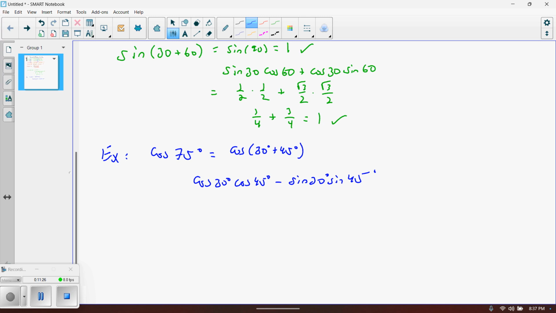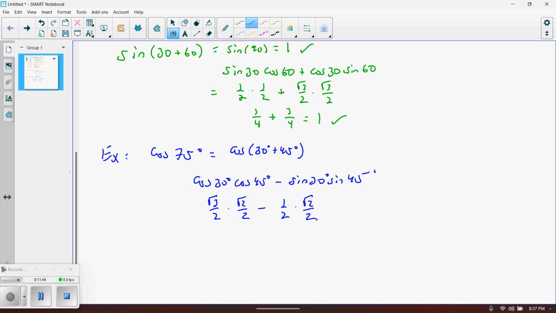So cosine of 30 degrees is square root of 3 over 2. Cosine of 45 degrees is root 2 over 2. Minus sine of 30 degrees is 1/2. Sine of 45 degrees is, again, root 2 over 2.